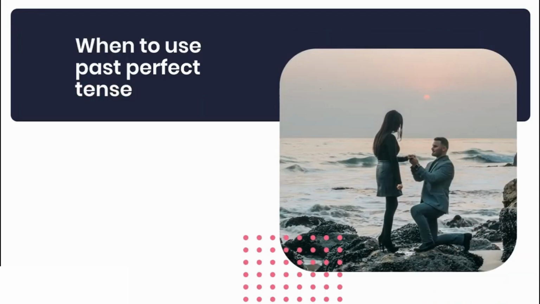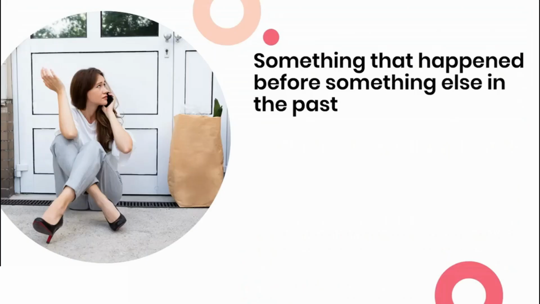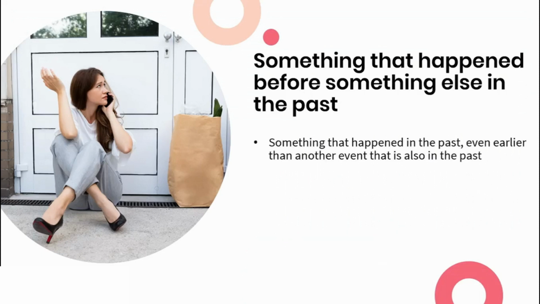You can use past perfect tense to talk about something that happened before something else in the past. Let's expand on that. Imagine you are talking about something that happened in the past. Then you bring up something that happened even earlier than that event in the past. That's when you use past perfect tense.